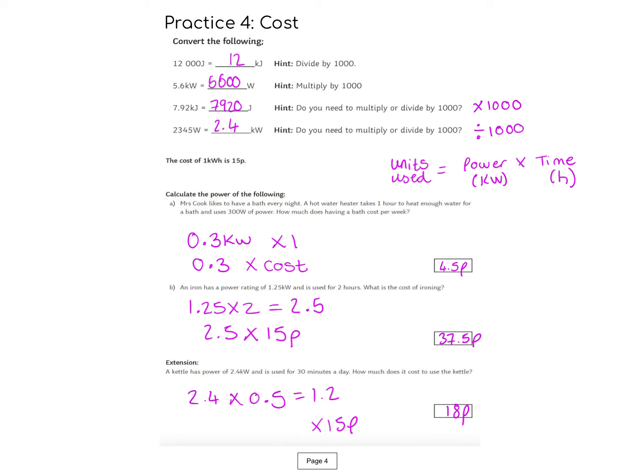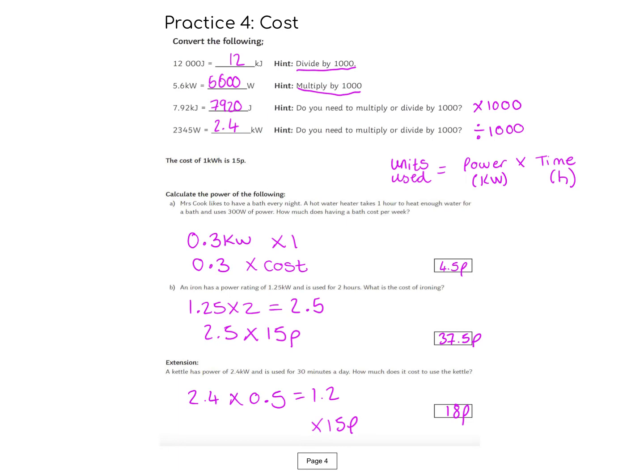Moving on then, converting. These were some quite hard questions, but you could be asked to do this. They might give you an answer in kilojoules and you need it in joules, so you multiply by 1,000. If they give you an answer in kilowatts, you might need it in watts, so you multiply by 1,000. I've also worked these out for you: kilowatts to watts is times by 1,000, and watts to kilowatts is divide by 1,000.